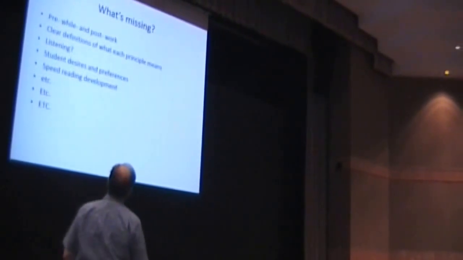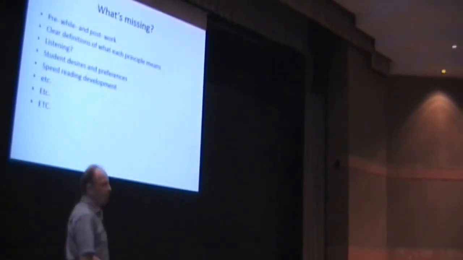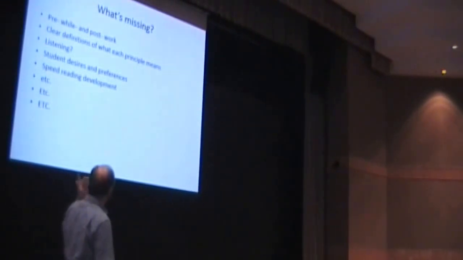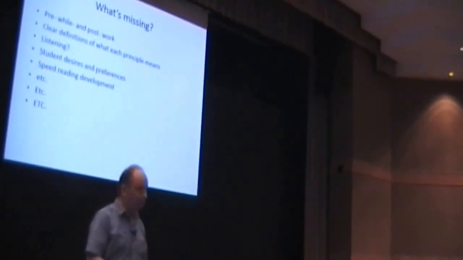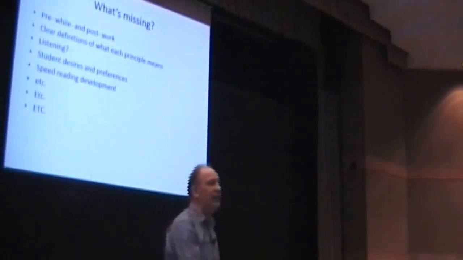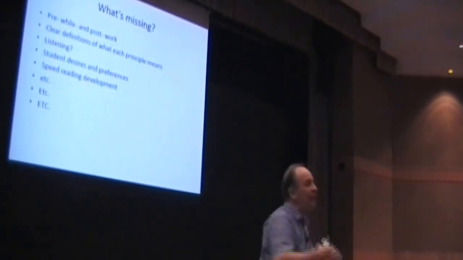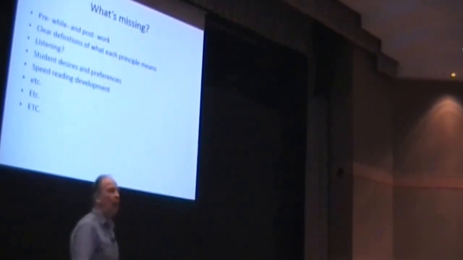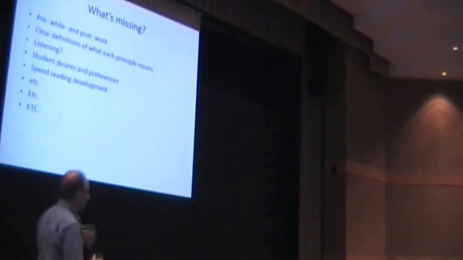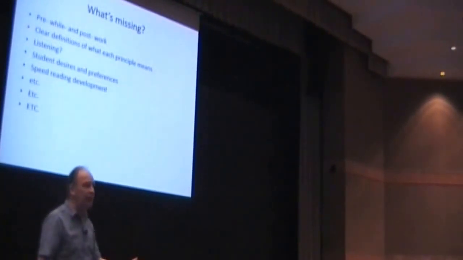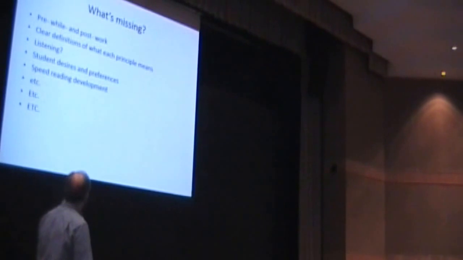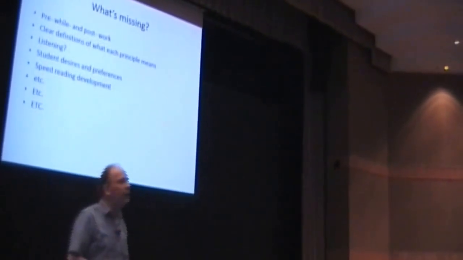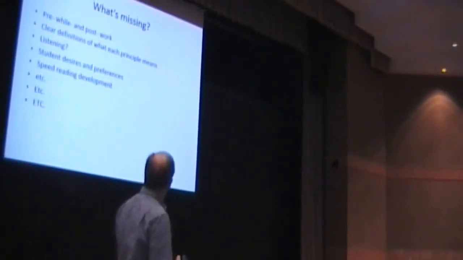So, what's missing from these 10 principles? Anything to do with pre, while, and post activities, how we support extensive reading before we start, while we're doing it, what we do after, that's not mentioned at all. Definitions of what each principle means, they're not really quite clear, they're quite vague. Listening is not mentioned at all, extensive listening is not mentioned at all. Student desires and preferences generally aren't taken into account. And speed reading development, etc., etc., etc. And the last etc. is a joke for Tom.